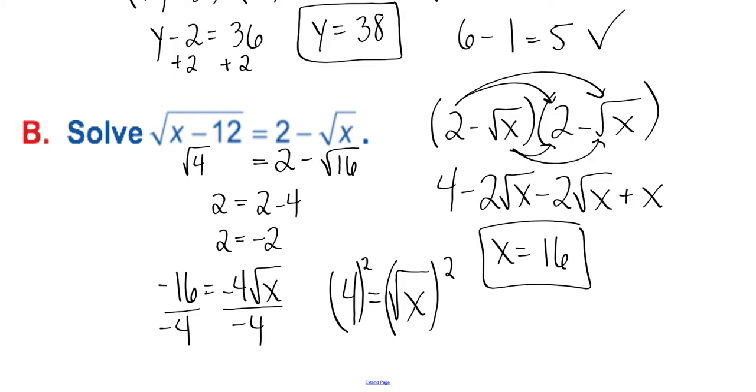And now we're like, well, that doesn't work. 2 cannot equal negative 2. You're right. So this does not work. This question has no solution. Okay? So that's why you got to check your answers in the end, because occasionally you'll do all the work and it looks like you get an answer when in reality there is no solution to the problem. So double check your work in the end.